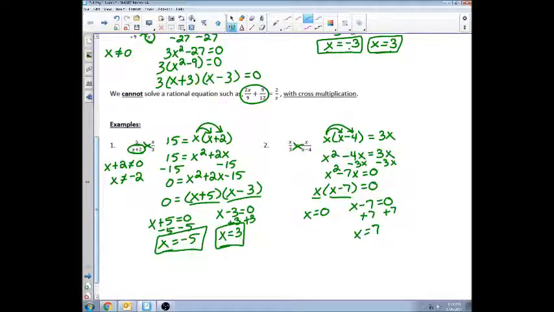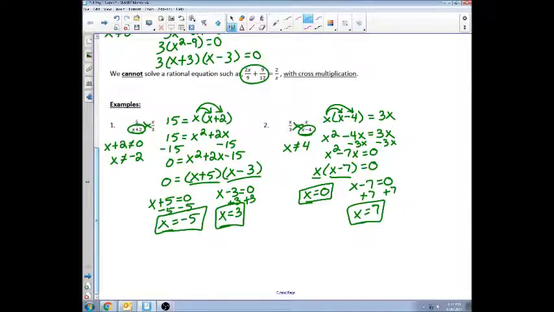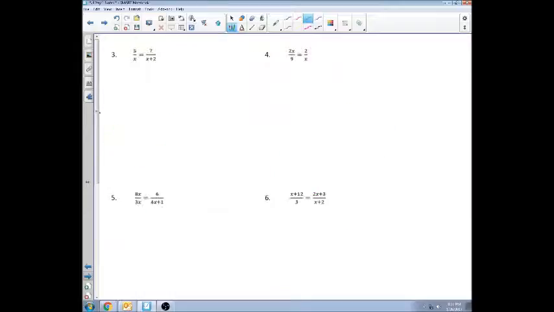Again, I need to check for my restrictions. The only restriction I will have is from x minus 4. So from x minus 4, my restriction would be x cannot equal 4. Well, 0 is not a 4, and 7 is not a 4, so both of my answers are good. Okay? Let's go ahead and move on to the back.